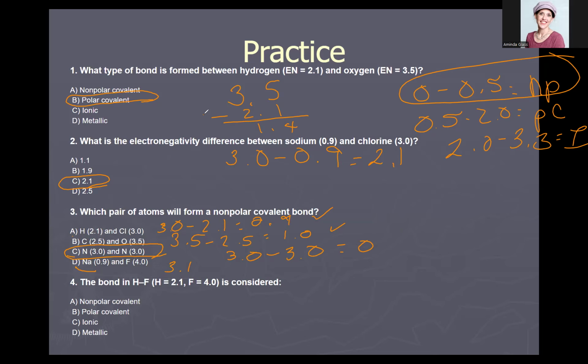So let's look at 4. The bond in hydrogen fluoride is considered what? So let's look at this. We have 4.0 minus 2.1. That gives us 1.9. So this falls in the range of polar covalent. It's still a covalent bond, but it's very unequal sharing.